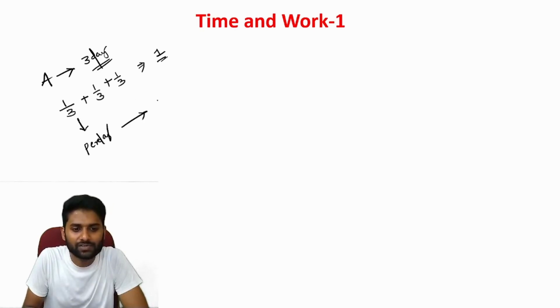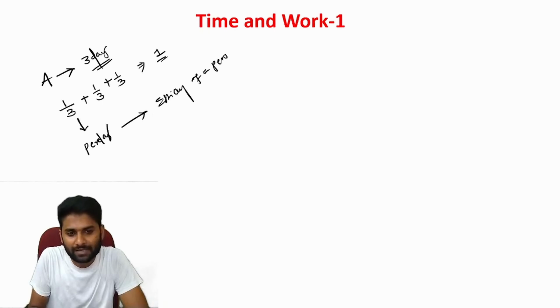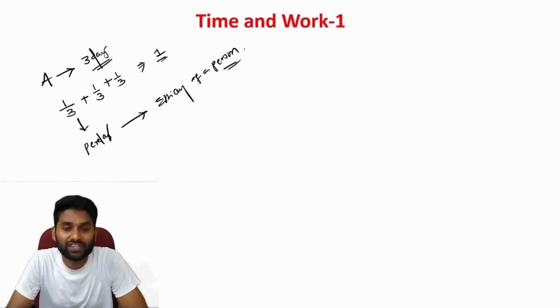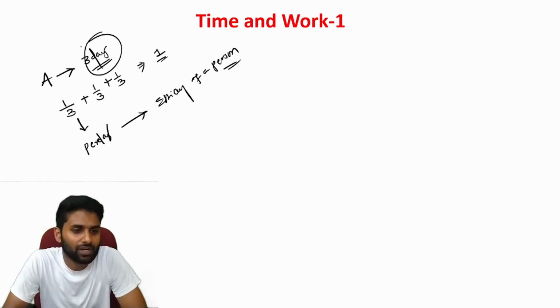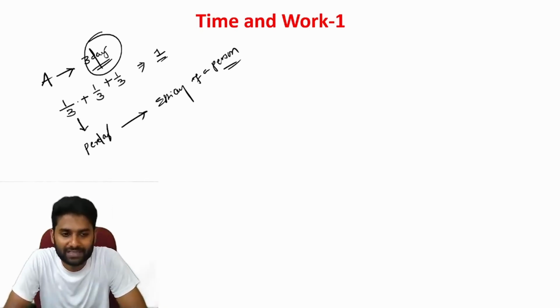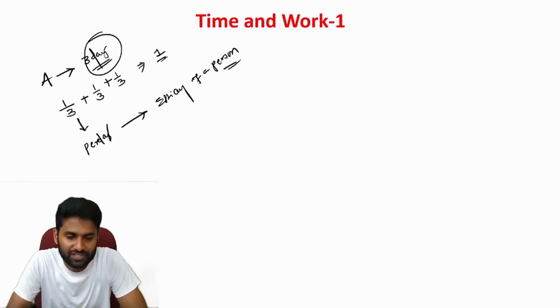Guys, per day work is all about the efficiency of a person. Remember guys, per day work is all about efficiency. If a person completes the work in 3 days, the per day work of that person is exactly equal to 1/3. So per day work is all about efficiency.